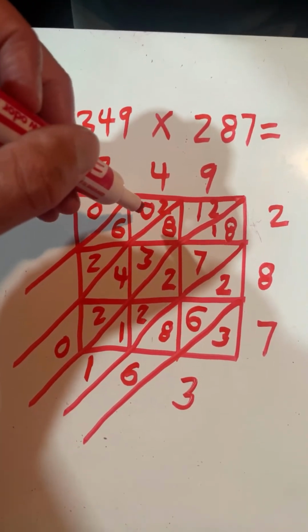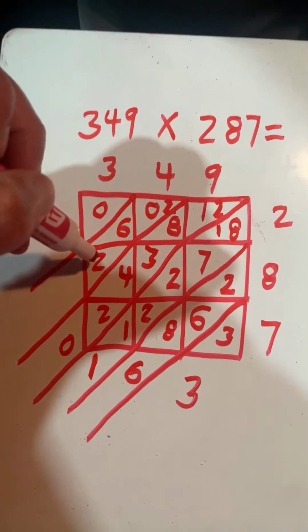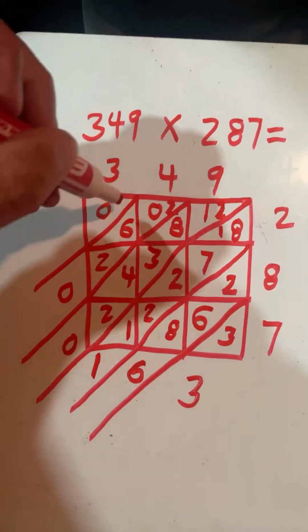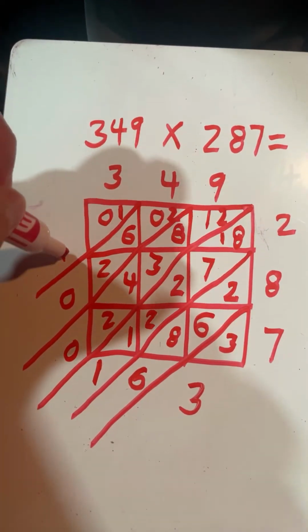2 plus 0 equals 2. Plus 6 equals 8. Plus 2 equals 10. 0. Carry the 1. 1 plus 0 equals 1.